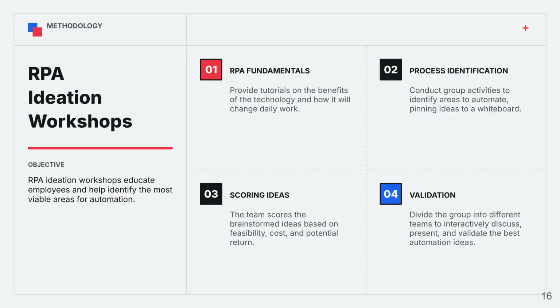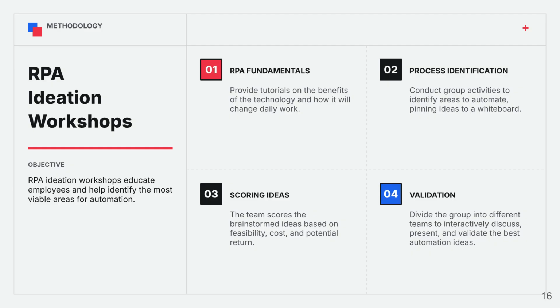The final step is validation. Participants work in teams to review, discuss, and refine the shortlisted ideas. This collaborative evaluation ensures that selected processes are realistic, aligned with business objectives, and supported by the people who perform them every day. For example, a finance team may identify invoice processing, expense reimbursement, and report generation as automation candidates. After evaluation, invoice processing might receive the highest priority because it is repetitive, rule-based, and offers significant time savings.